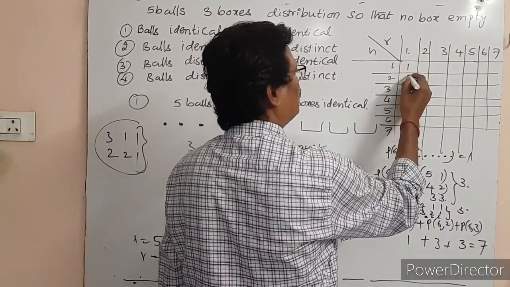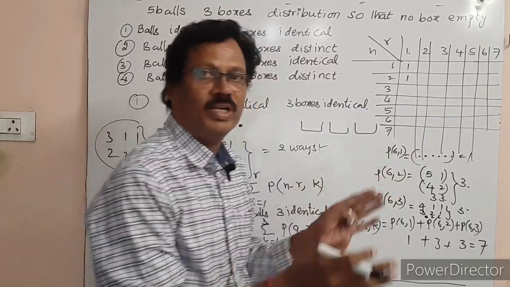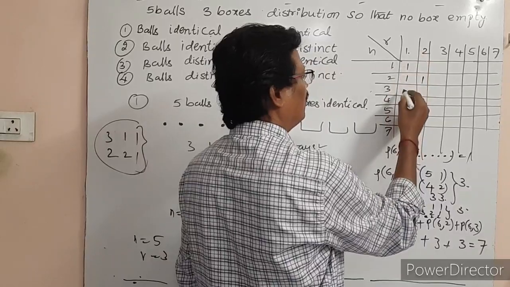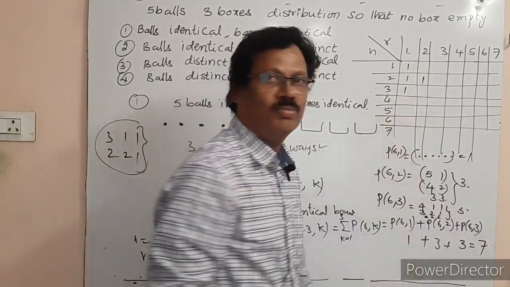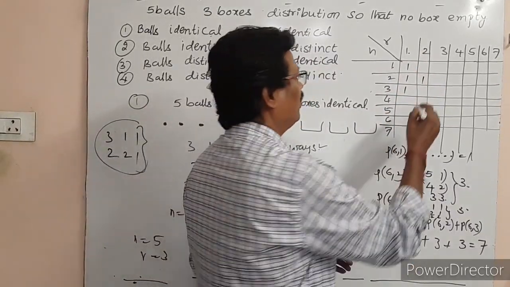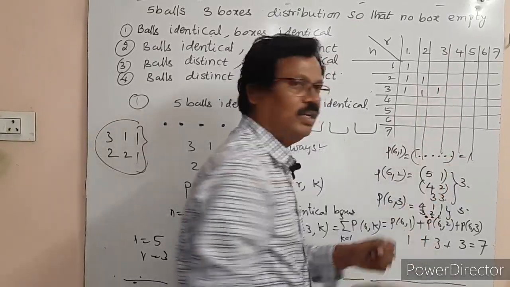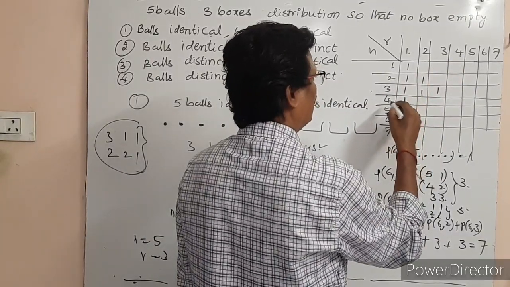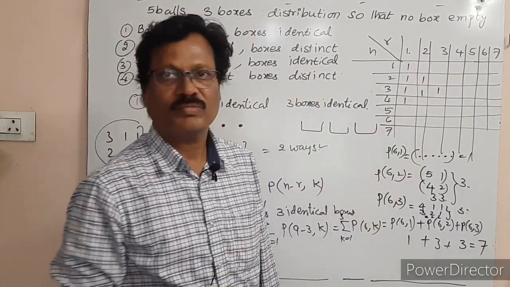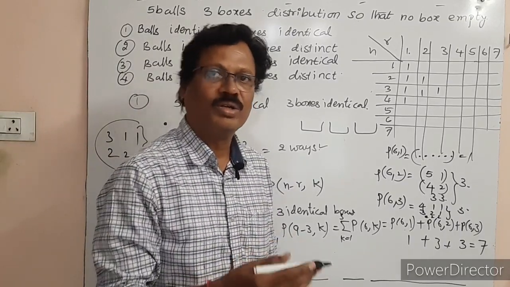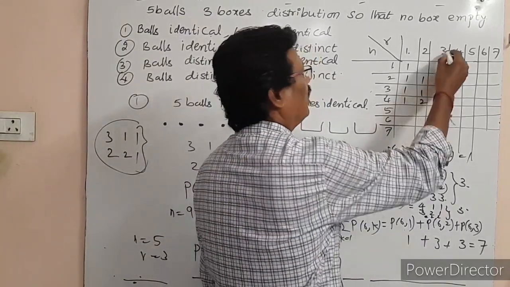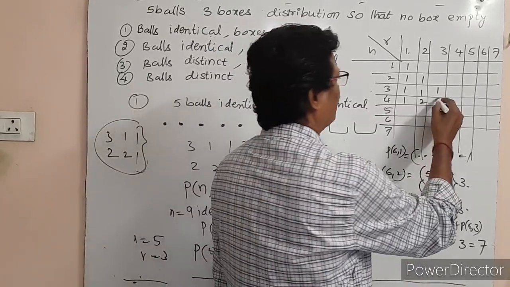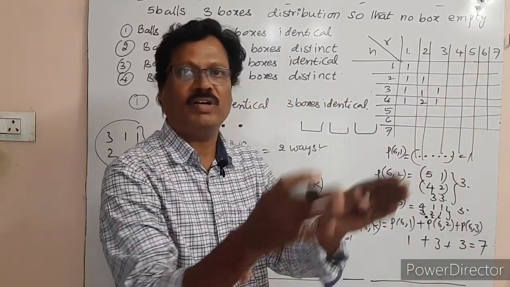Two balls into one partition, one way. Two balls into two partitions, one ball each, that is one way. Three balls into one partition, one way. Three balls into two partitions, 2, 1, that is one. Three balls into three partitions, one. And four balls into one partition, one. Four balls into two partitions, 3, 1 and 2, 2. Two partitions are there. Four balls into three partitions, 2, 1, 1. Only one way.